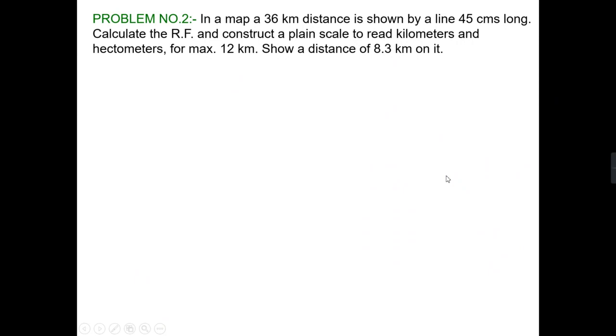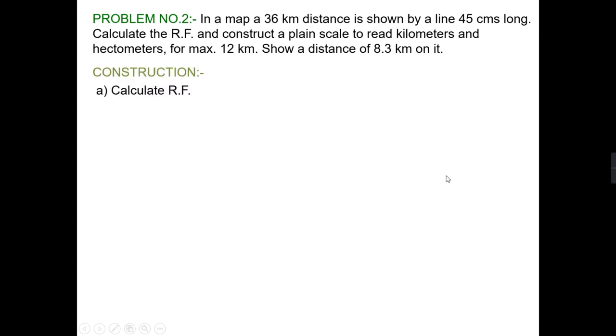So now problem number 2. In a map, a 36 kilometer distance is shown by a line of 45 centimeters long. Calculate the RF, construct a plane scale to read kilometers and hectometers, for a maximum length of 12 kilometer. Show a distance of 8.3 kilometer on it.